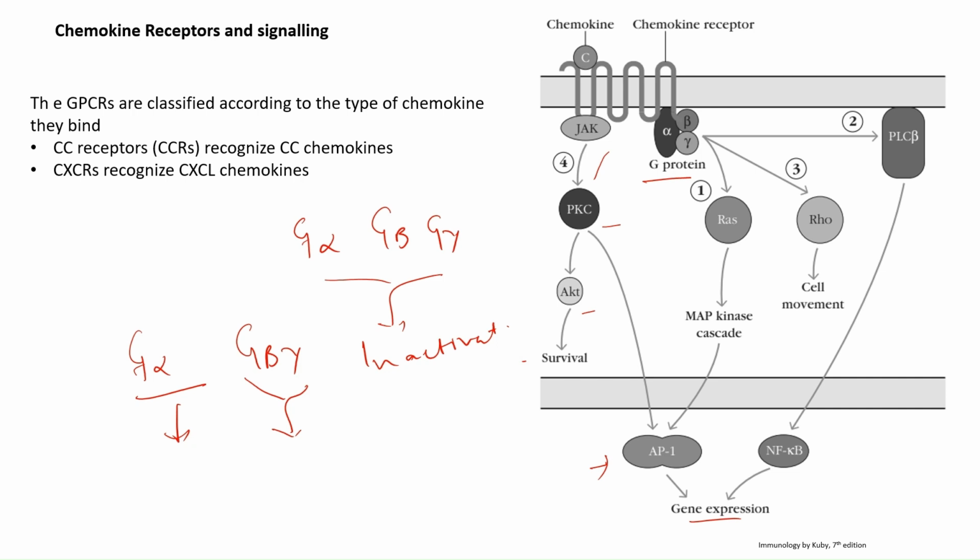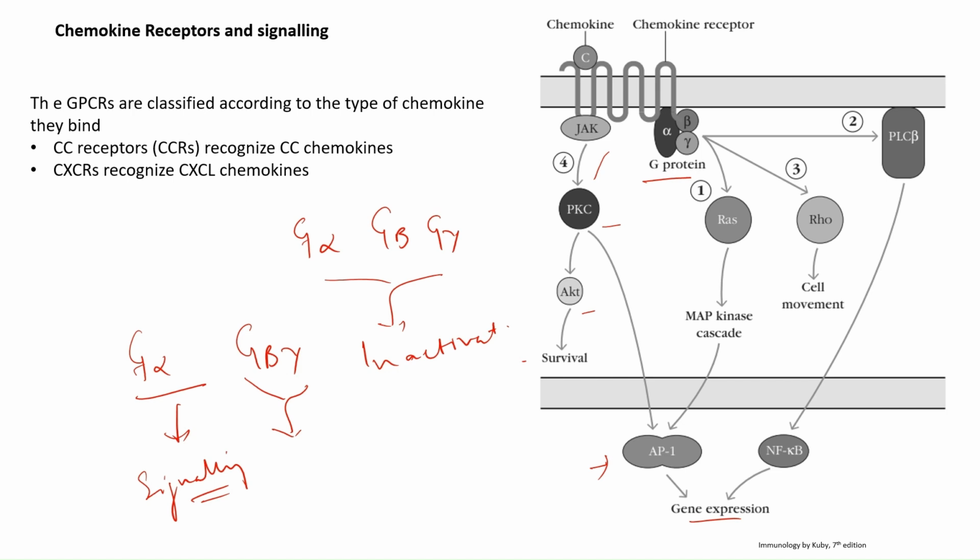Whenever we study signal transduction in cell biology, we will learn that once alpha is dissociated, this alpha is actually responsible for the downstream signaling pathway, not this beta and gamma. But here in case of the immune system, this alpha also leads to downstream signaling and this beta and gamma dimer separately also leads to downstream signaling.